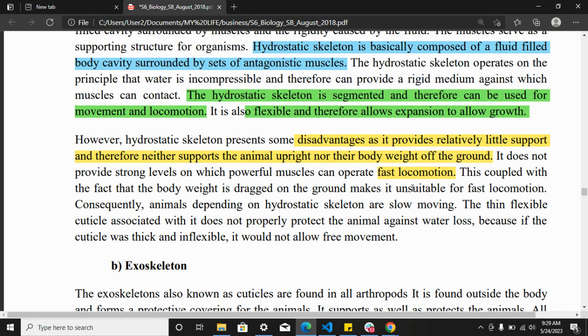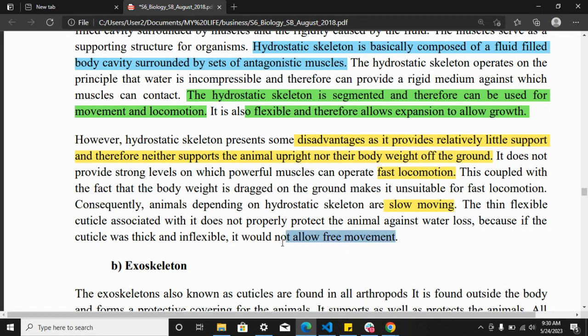Tunabihuje nuko dufite ama muscles adakomeye cyane, kandi tunafite na body weight iri ku butaka iri dispersed cyane, isa nkaho ifashe ku butaka cyane. Ibyo byose bivuga yuko hydrostatic skeleton ntabwo yakemera yuko organism igira movement yihuse. So consequently rero animals depending on hydrostatic skeleton zigira movement ntoya, zimoving pole pole buhoro buhoro kubera the kind of skeleton is fit. So the thin flexible cuticle associated with it does not properly protect the animal against water loss, because if the cuticle was thick and inflexible it would not allow free movement.